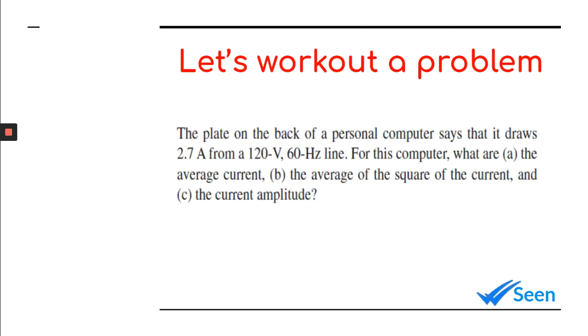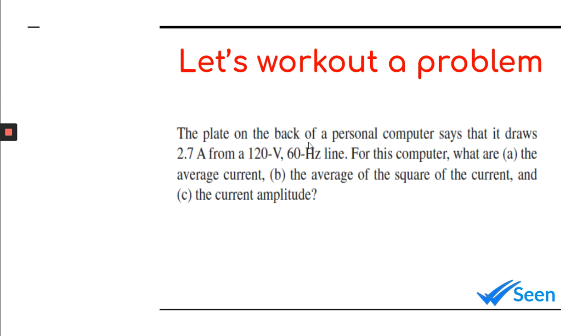So now let us work out a simple problem related to the RMS value, root mean square value. What is the problem? What is given? The plate on the back of a personal computer says that it draws 2.7 ampere from a 120 volt 60 hertz line. For this computer, what are the average current, the average of the square of the current and the current amplitude?